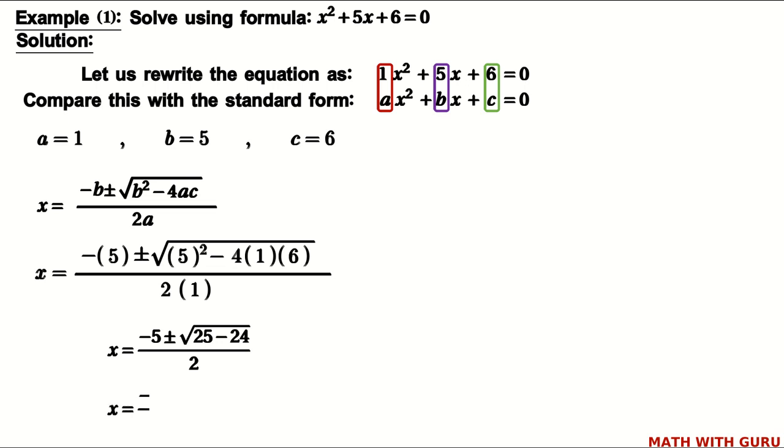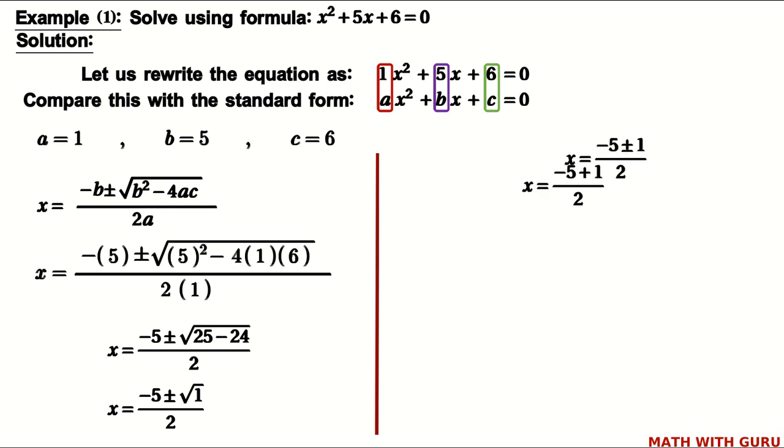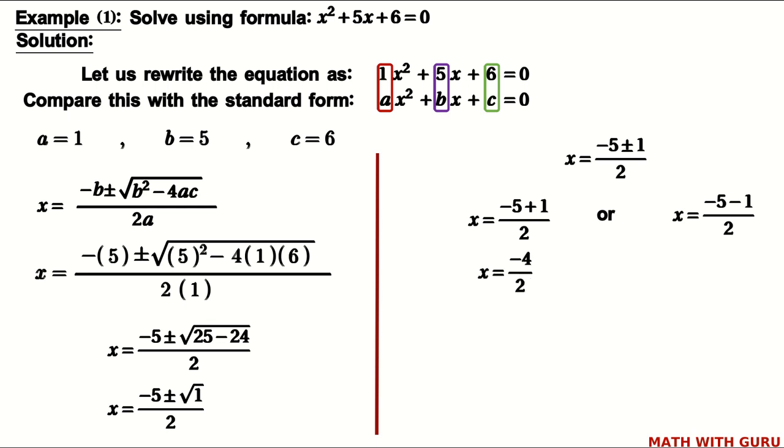Let us simplify this further. Minus 5 plus or minus root 1 divided by 2. x equals minus 5 plus or minus 1. Root of 1 is 1, whole divided by 2. Let us separate the two values of x here. This is the first value, minus 5 plus 1 divided by 2, or x equals minus 5 minus 1 divided by 2. Let us simplify these equations.